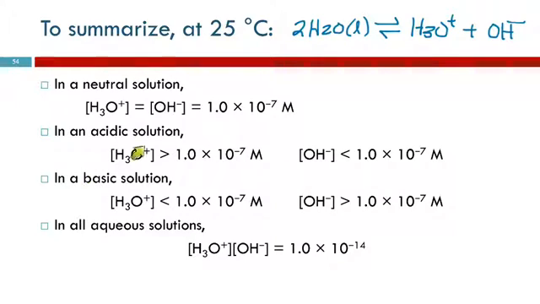If we have a basic solution, if we take this neutral pure water and we add a bunch of hydroxide to it, what's going to happen to the equilibrium? It's going to shift the same way. It's going to shift to the left to undo the adding of the hydroxide. So that'll take away some of what we added, but it will also reduce the hydronium ion concentration. So in a basic solution, we have hydronium ion being less than 10 to the minus 7 and hydroxide being more. In all aqueous solutions, those two concentrations multiplied together have to equal 10 to the minus 14. Any questions?